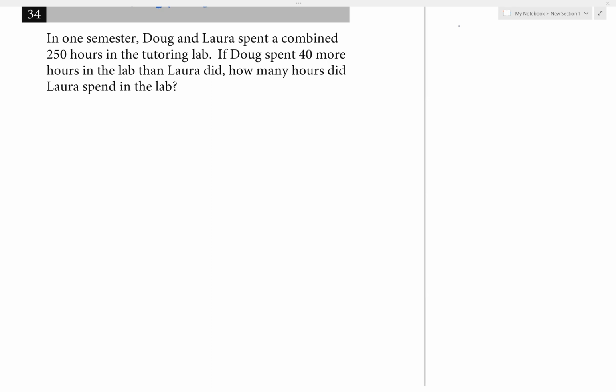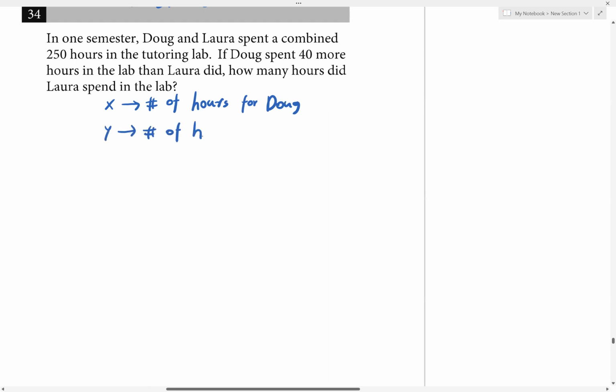So first we can define our variables. Let's say we use x to represent the number of hours for Doug, and then y can represent the number of hours for Laura. You can also use D and L if you want, but we use x and y here.